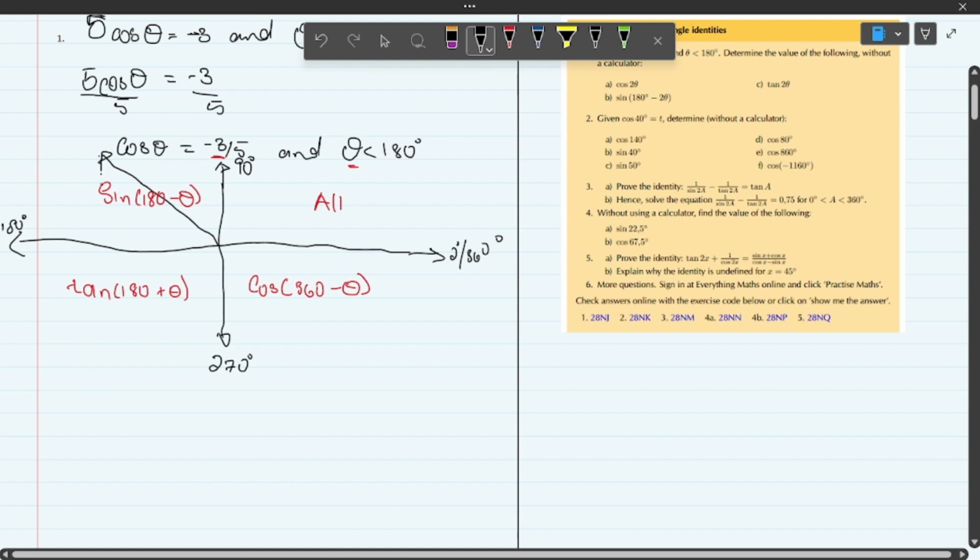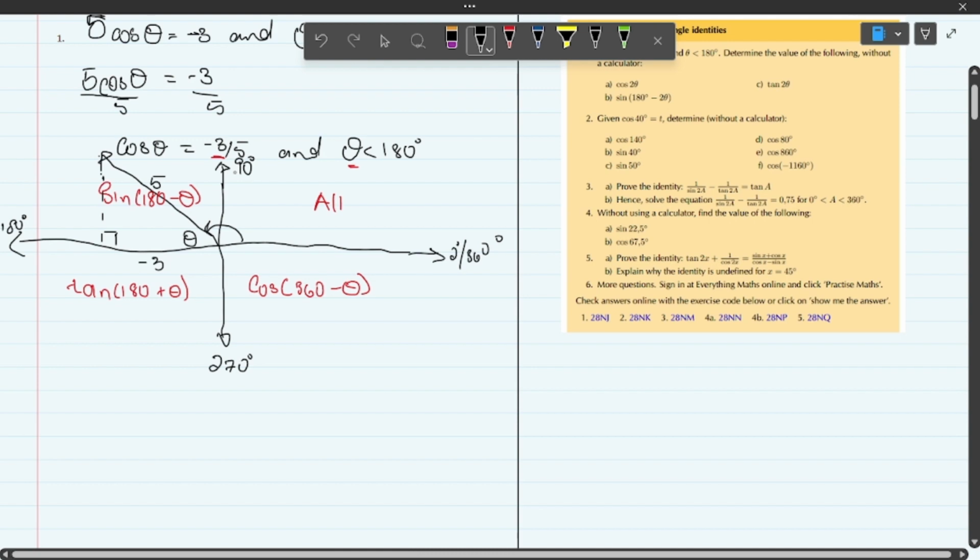So let's do it like this. Here we're going to draw the angle theta. You're going to make this vertical line perpendicular to the x-axis, right? Now it says cos theta is equal to negative 3 over 5. If it's negative and it's cos, you know that cos is the adjacent, which is along the x-axis. So this is negative 3, and this is 5, because 5 is the hypotenuse.